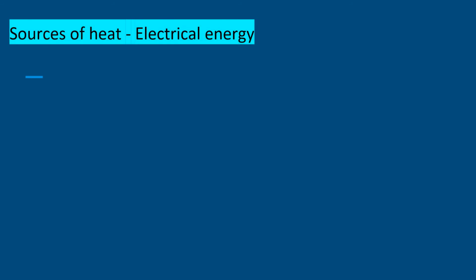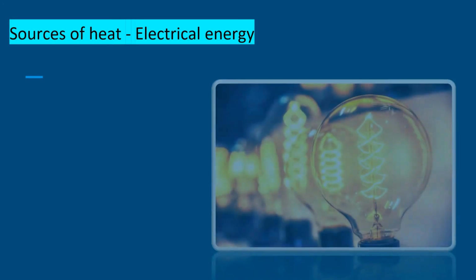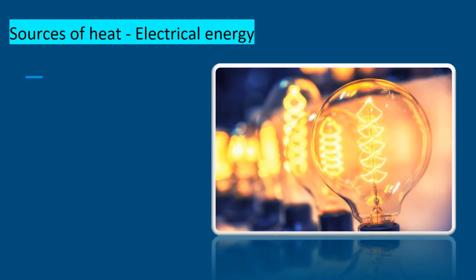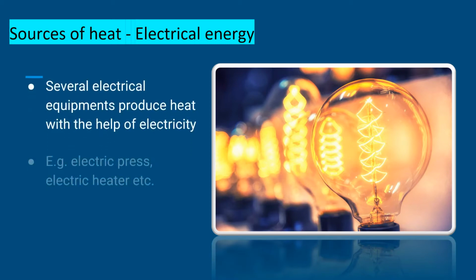We get heat from electrical appliances or from electrical energy as well. In our daily life, we use several pieces of equipment which produce heat, like the electric water heater, or the electric iron to iron our clothes, or the oven. These are based on the heating property of electric current. So, electric current is also a source of heat to us.